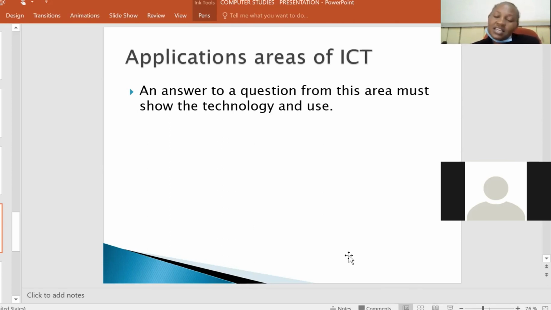The use is keeping records. The technology is database. If we're talking, let's say, about computers being used in places where calculations are required, we should not just say computers are used to perform calculations.